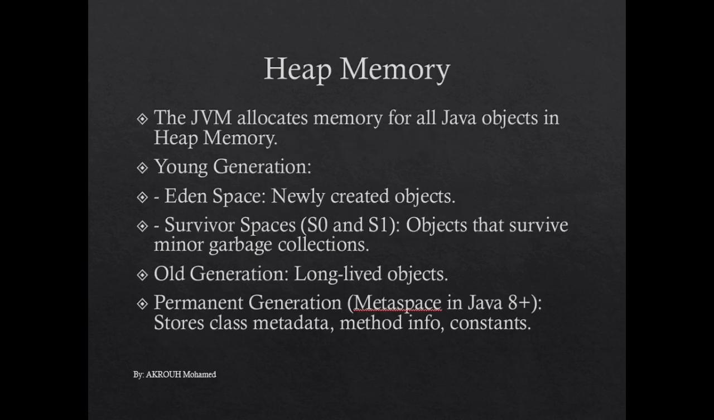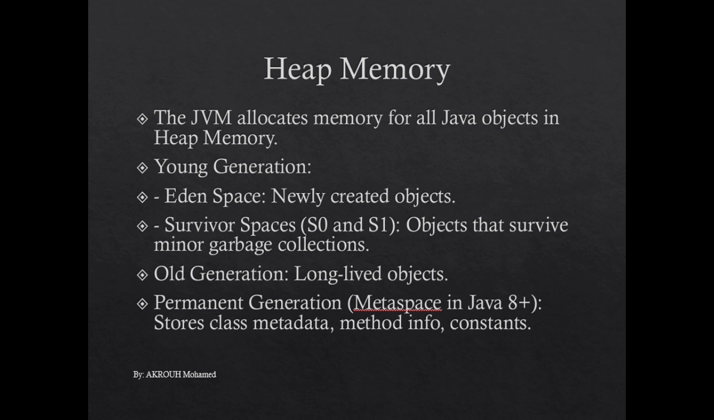Let's start with heap memory. This is where the JVM allocates memory for all Java objects. Heap memory is divided into three main sections. First, the young generation, where new objects are created and initially allocated. It's further divided into subregions.